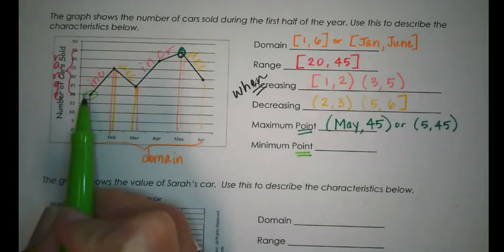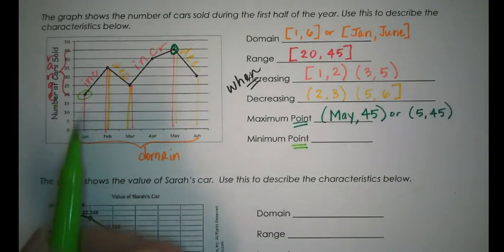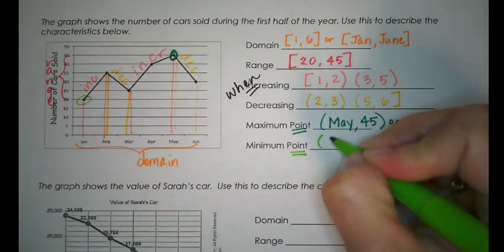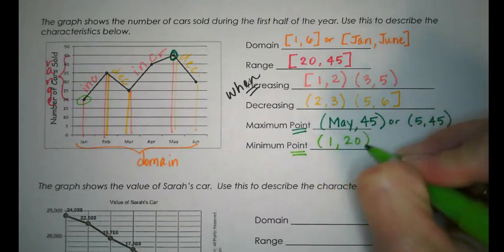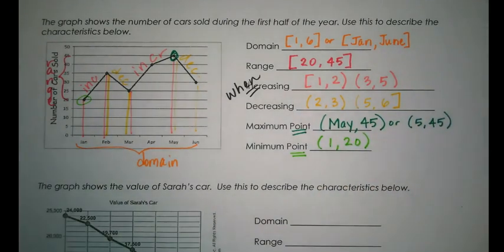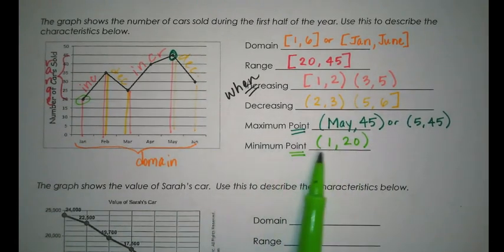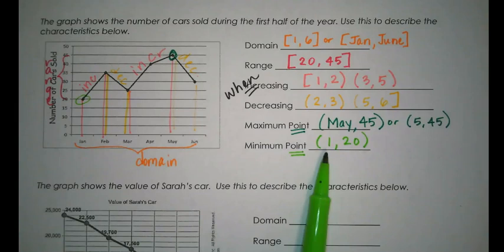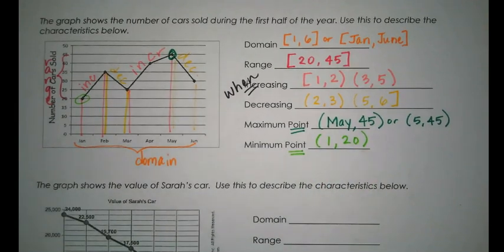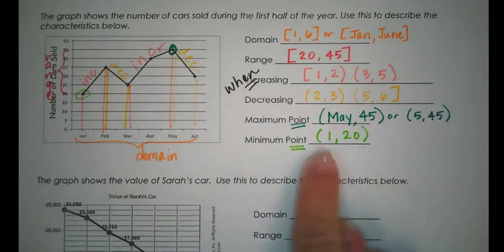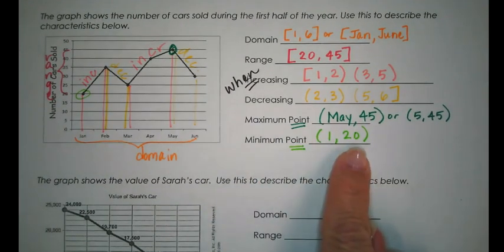And then the minimum point, and again, this is a point, I am looking right here. So here's my lowest number of cars sold, and that occurred in January. So I could say (1, 20), or I could say January and 20. So what this tells me is that I sold the fewest number of cars in January, and that month I only sold 20 cars. All right, again, those were points. So ordered pairs always have parentheses.